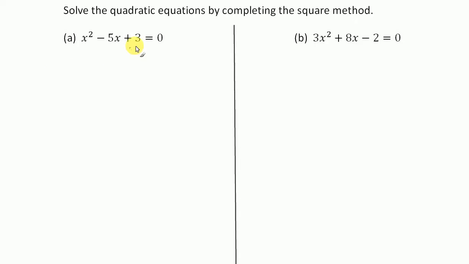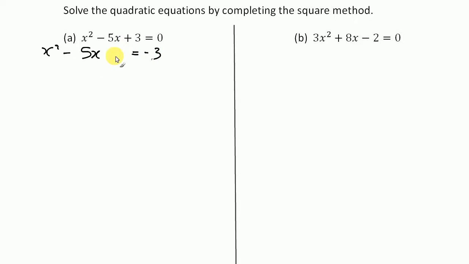Our first step is to bring the plus 3, the constant term, to the right side. So we have x squared minus 5x equal to negative 3. Because we have plus 3 on the left, when we bring it to the right, we change the sign. It becomes negative 3.